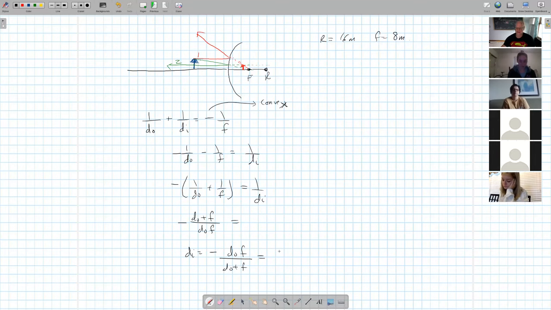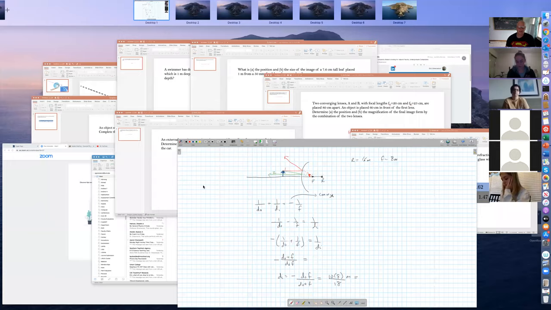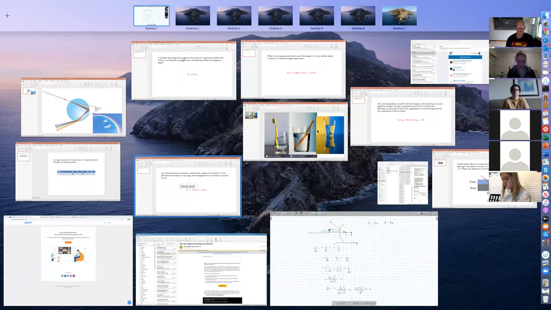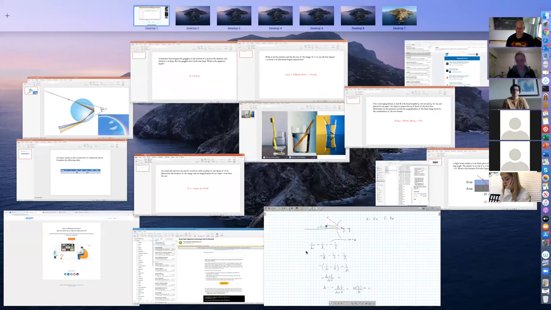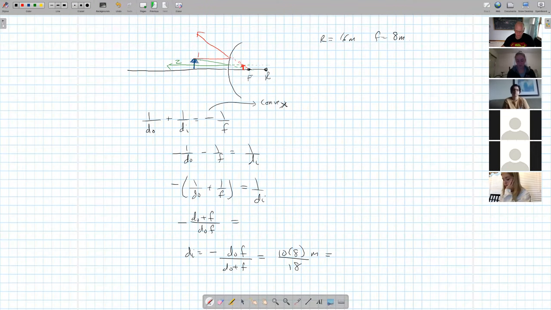So this is going to be equal to what? This is 10 meters times 8 meters, all divided by the addition of those two, 18 meters. Plugging in our numbers, this should be negative 4.4 meters. Oops, I forgot my negative sign. There we go, so negative 4.4 meters. That means this distance from here to here should be negative 4.4 meters.